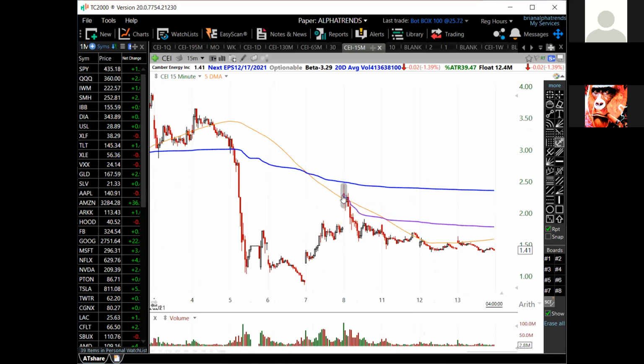From this gap higher, the sellers came in, they've been in control from this gap up. Look at how well the buyers held it throughout that day. It gapped up, it started selling off. So yeah, it has changed.